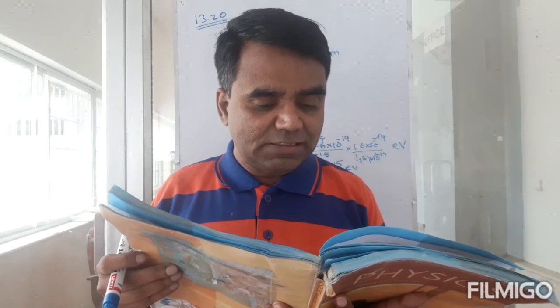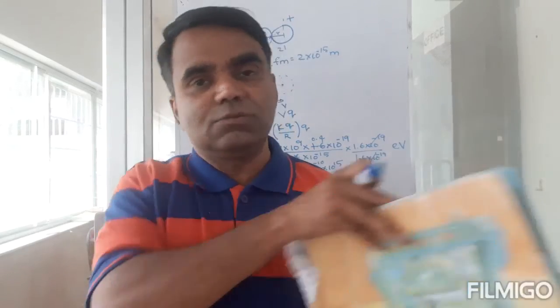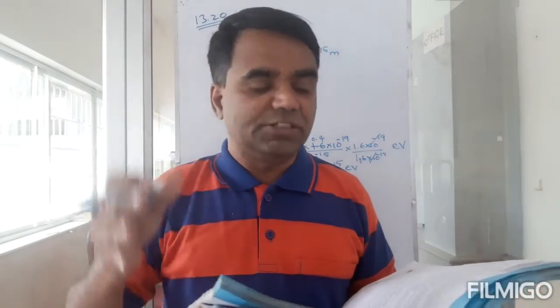Okay, 13.21. From the relation R is equal to R naught A to the power 1 by 3, where R naught is a constant and A is the mass number of nucleus, show that the nuclear matter density is nearly constant, which is independent of A. We've done that already, in one of the lectures in the class. So it doesn't change, and I'm not going to do it now.